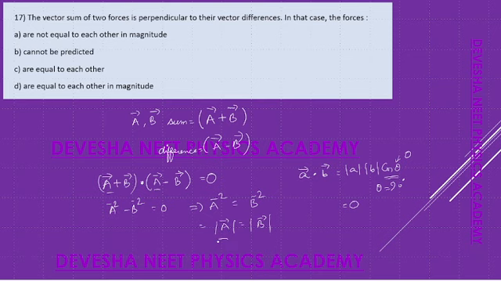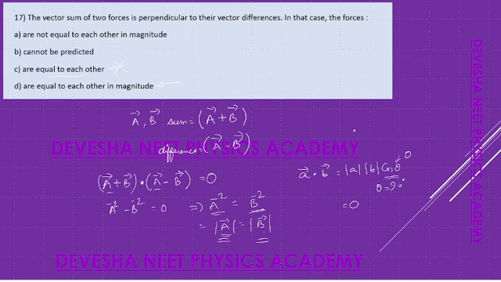What does it mean? The value of this vector is equal to the value of this vector. We do not know about the direction, which may or may not be the same. Because their squares are the same, we can certainly say the magnitudes of these two vectors will be equal. We cannot say that they are equal to each other, because we cannot ascertain anything about their direction, whether a vector is the same as b vector.